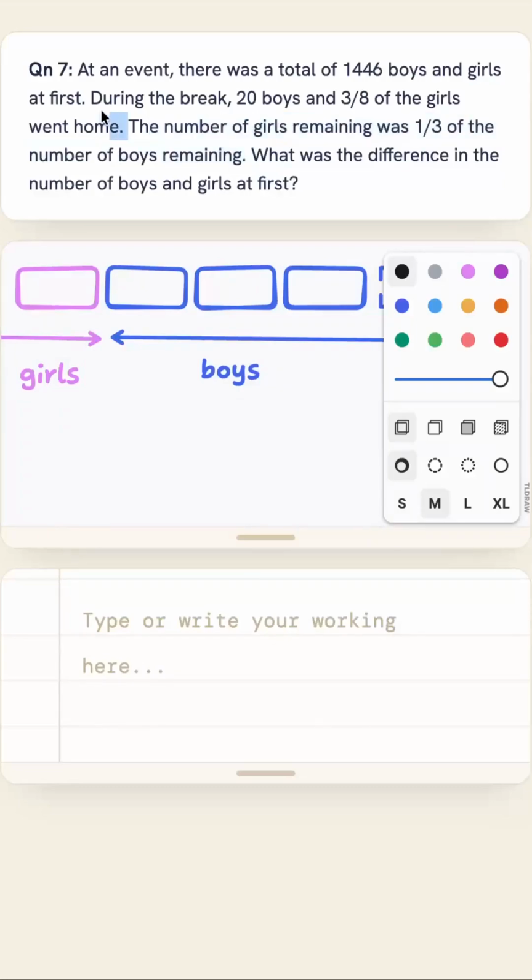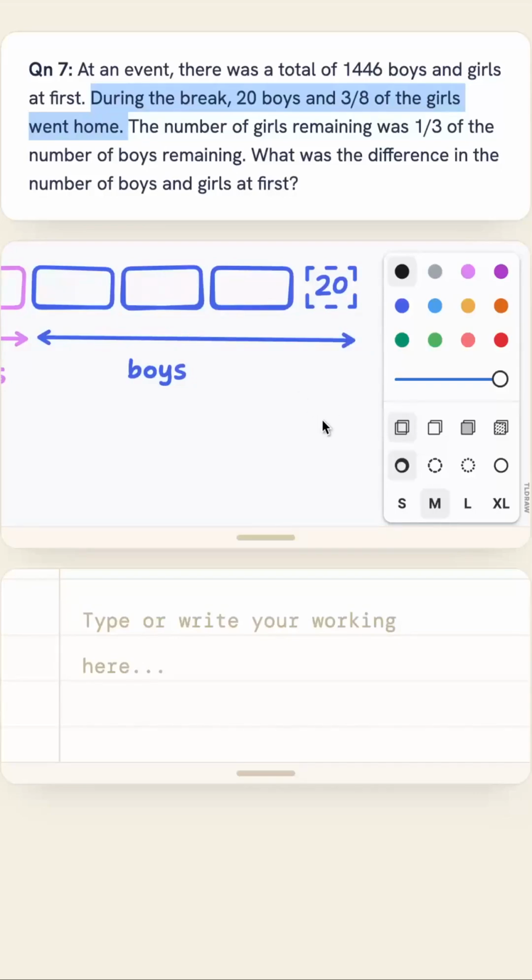So now let's move to the second statement that says during the break, 20 boys and 3/8 of the girls went home. So for the boys, pretty straightforward. The total boys will just be these 3 units over here plus 20 boys. Then what about the girls? That's where it gets a bit, I would say, not so straightforward.